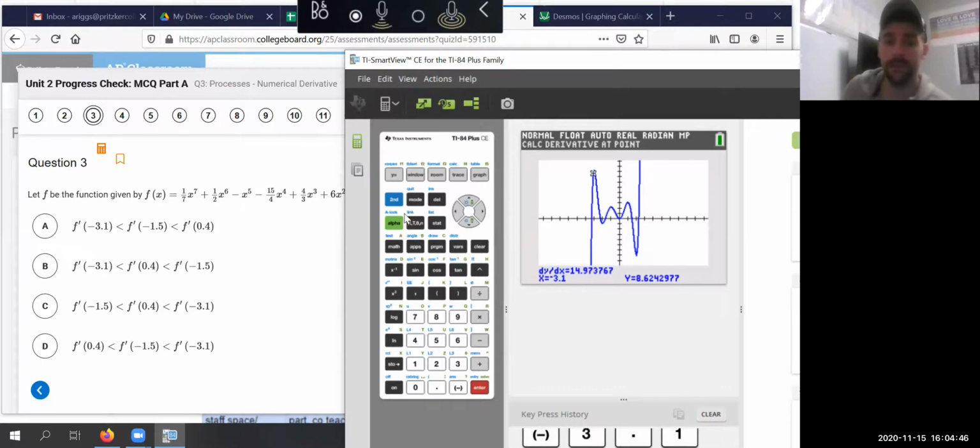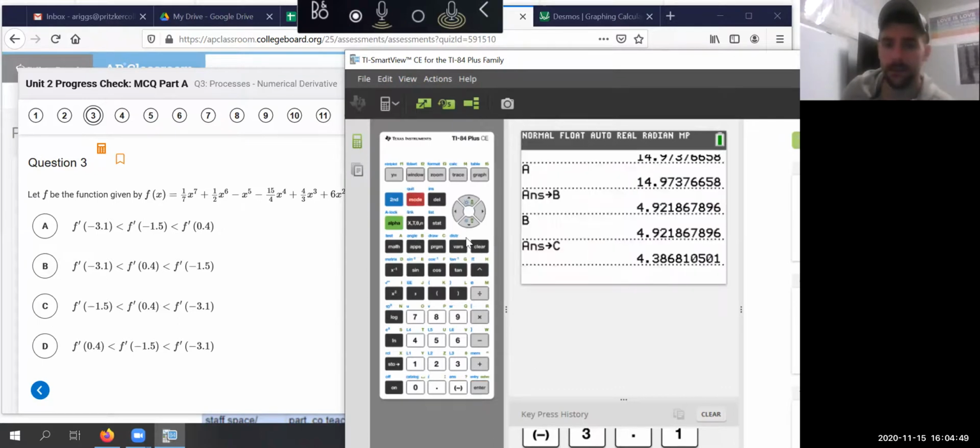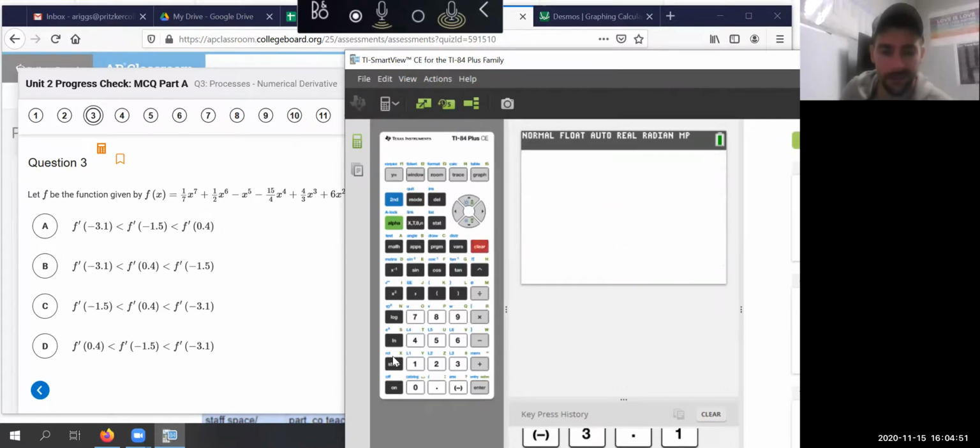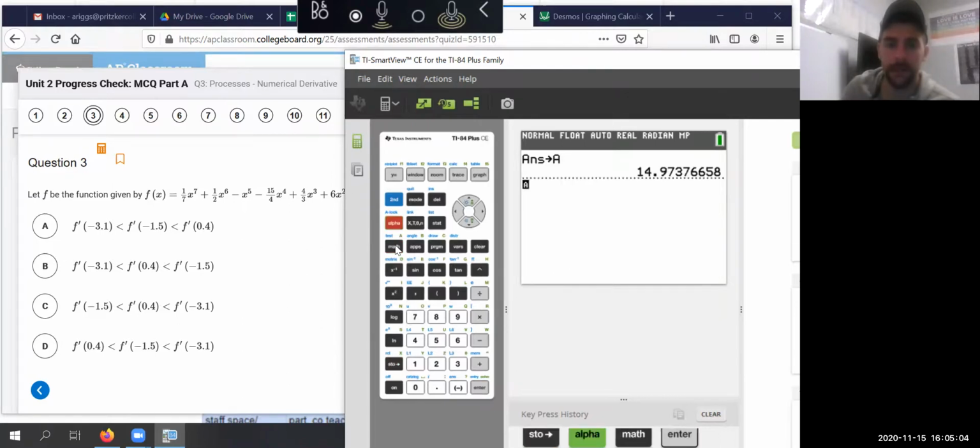If I want to remember this, I can just hit second quit. Let me clear all this off because I already practiced this, and then hit the store button. And this time I'm going to store it in a letter just so I don't have to keep using x and I don't overwrite x. So I'm going to hit alpha and math, which will give me the green A option. So now every time I type the green A, I know that's the slope on this function whenever x is negative 3.1. So I have that stored.